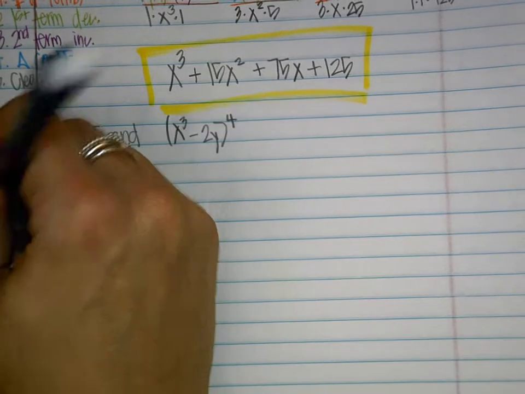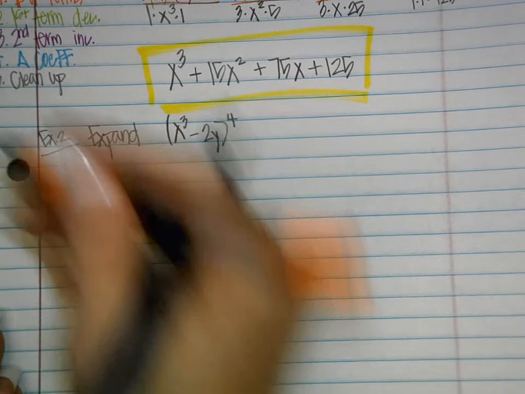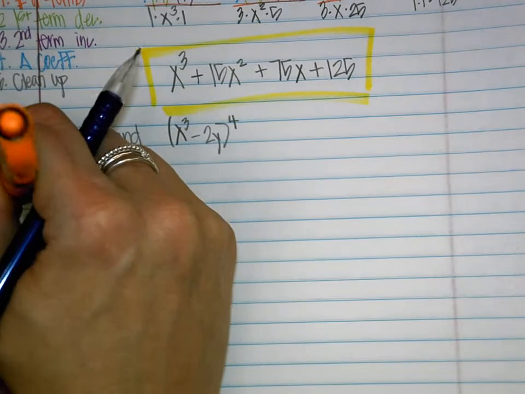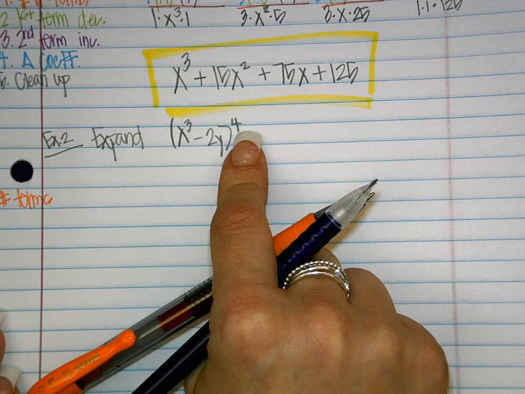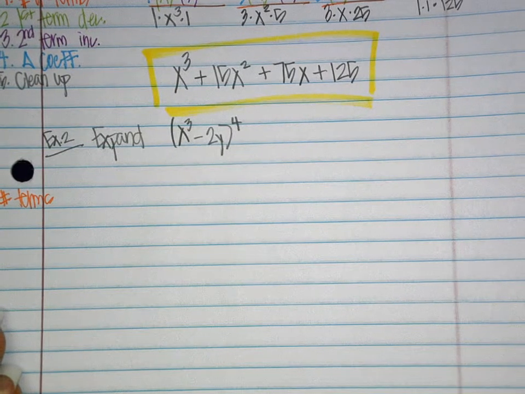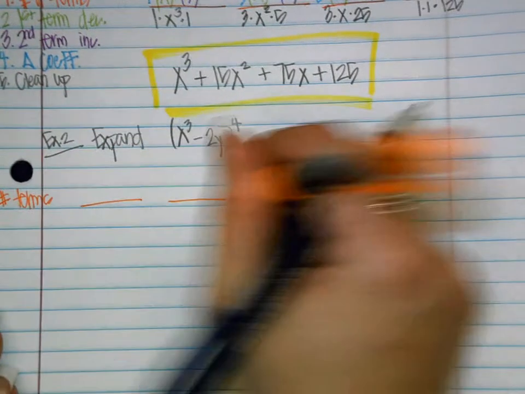So, same steps we're going to follow. Number 1 is figure out the number of terms. So how many total terms would there be in this expansion? 5, okay? Exponent of 4 means you add 1. So we're going to have 5 terms, so 5 spaces.